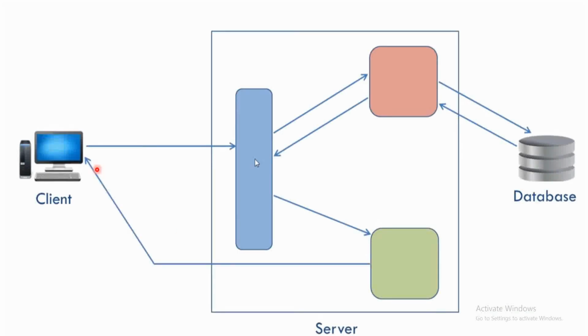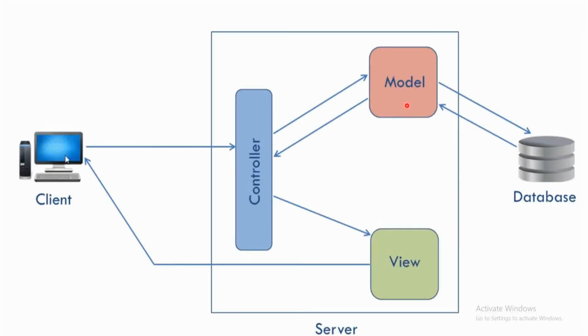So this is how an MVC architecture works. Now blue, red, green are just nicknames which I have given to these components. Red over here is model, green is our view, and blue is our controller. So we have the model, view and controller pattern.